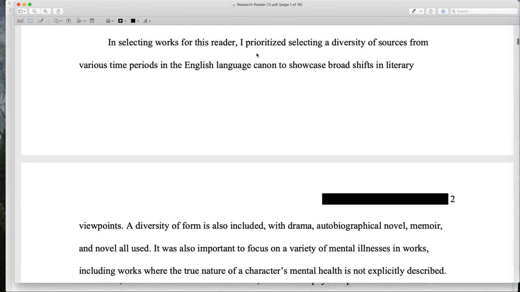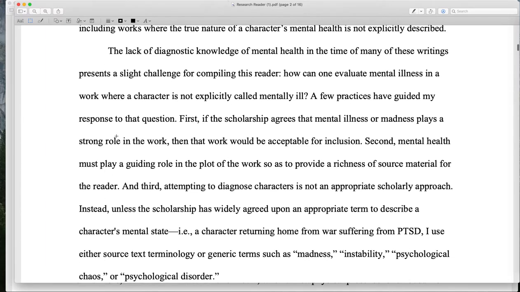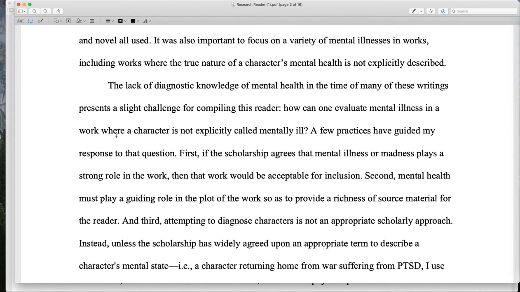He says, I selected a diversity of sources from various time periods in the English language canon to showcase broad shifts in literary viewpoints, okay? He also included different forms. He has drama, autobiographical novels, memoir, and a novel. And so he basically wants to represent madness in literature through time, over time, and in different genres.